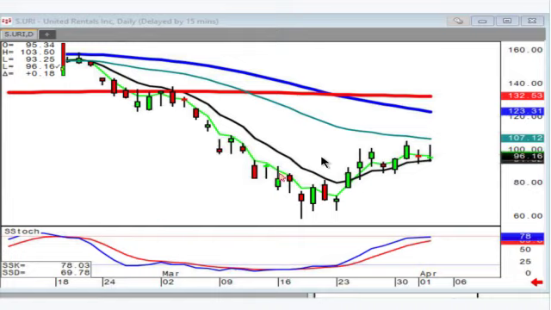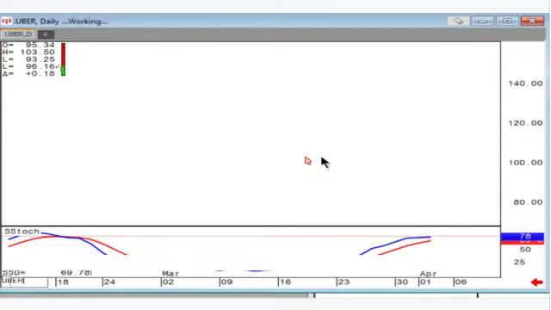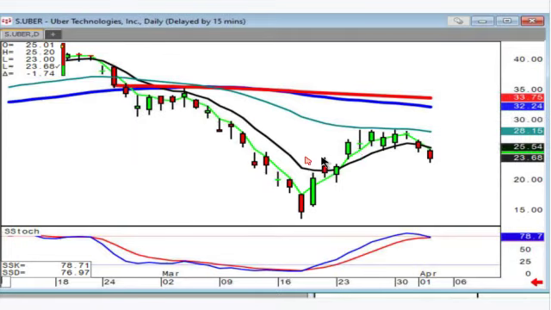Uber is a good short, yes. You can short this one on weakness. There's your bearish best friend down through the T line at a failure of the 34.